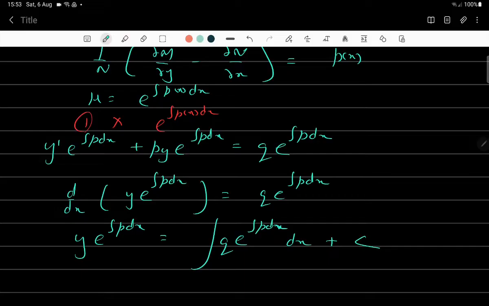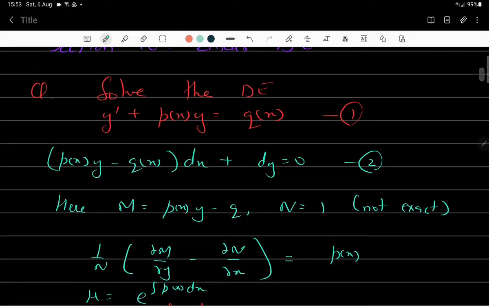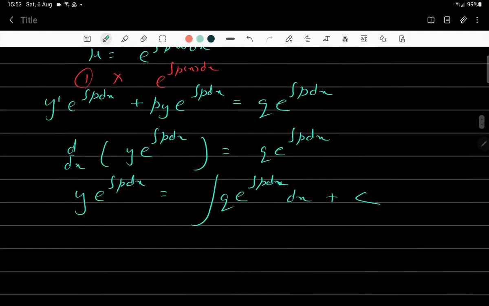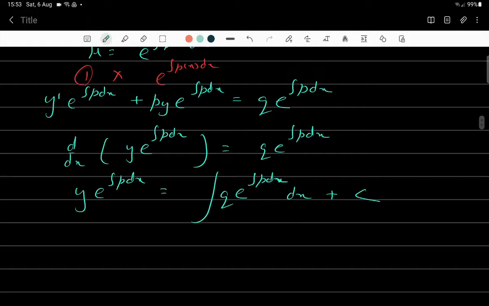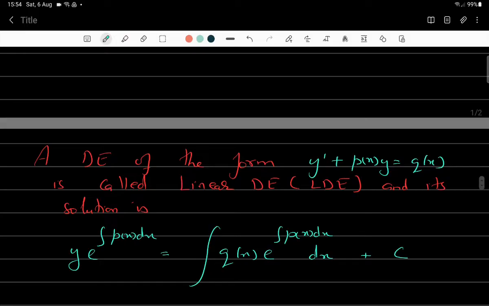So this gives me the solution of the given differential equation, which means that if I have an equation of this form, y dash plus p of x y is equal to q of x, then I don't have to solve it again and again. I can directly write down its solution, and an equation of this form is known as the linear differential equation, whose solution is given as follows.